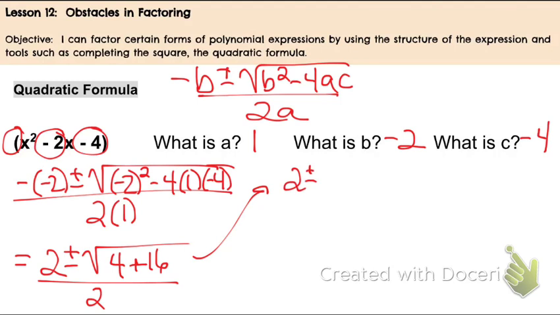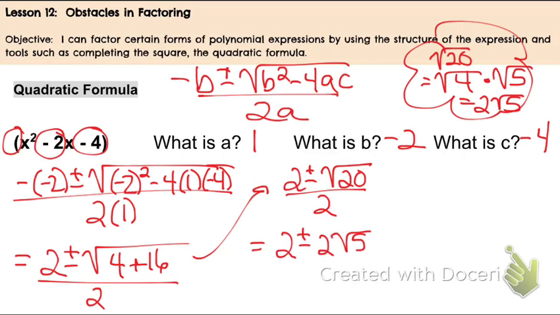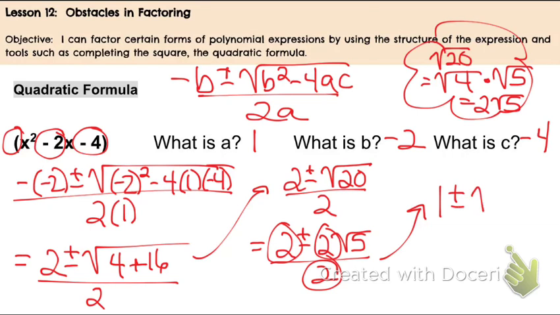So 2 plus or minus the square root of 20 over 2. So 20 can be written as the square root of 4 times the square root of 5, which is 2 times the square root of 5. And so I've got 2 plus or minus 2 square root of 5 all over 2. All of my terms in my numerator and my denominator are divisible by 2, so that's my greatest common factor. So I'm finally going to rewrite this as 1 plus or minus the square root of 5.